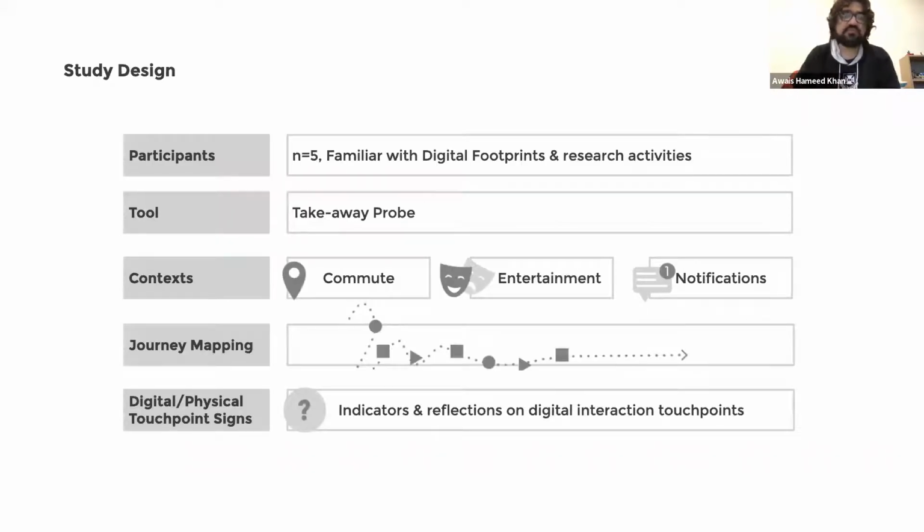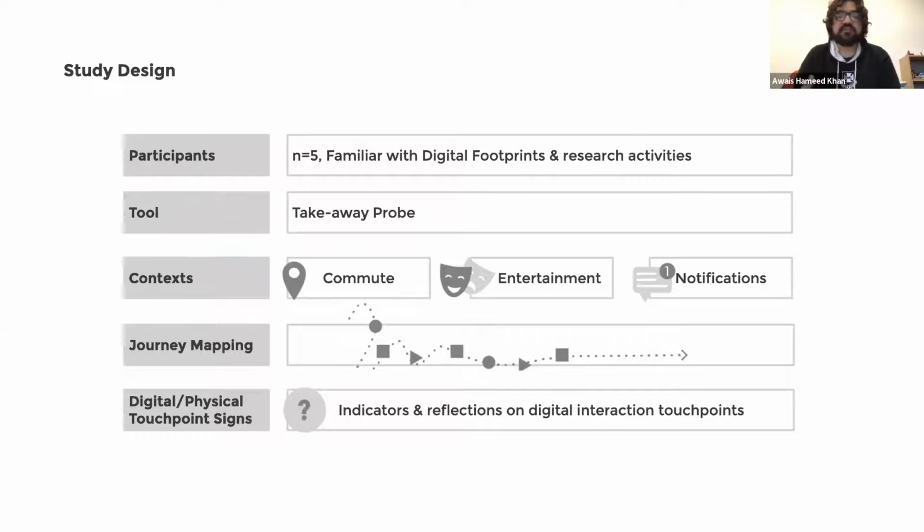To do this, we ran a probe-based study with 5 participants who were tasked to document their personal data trails and digital footprints across 3 contexts: their daily commute, their media consumption, and notifications received. The participants were all familiar with the concept of digital footprints and had prior experience participating in research activities.